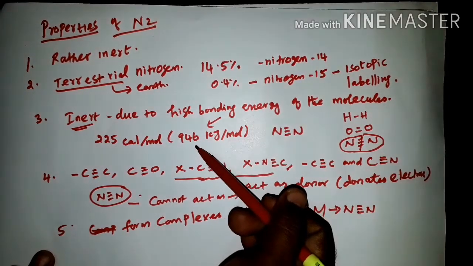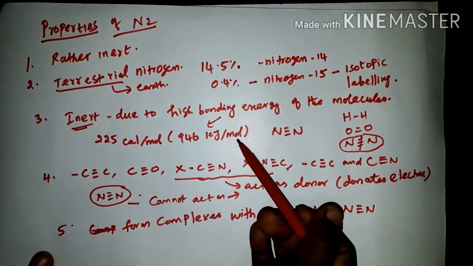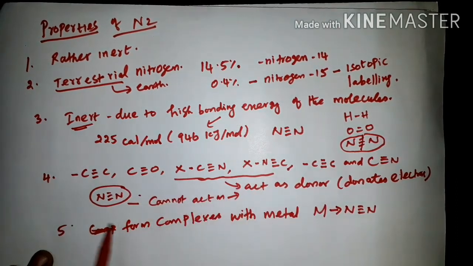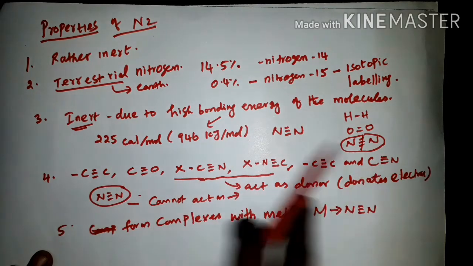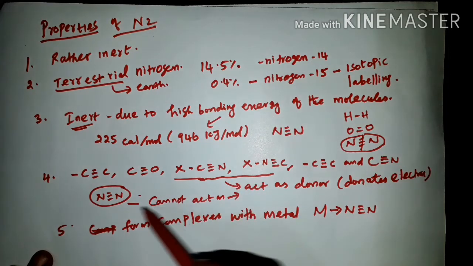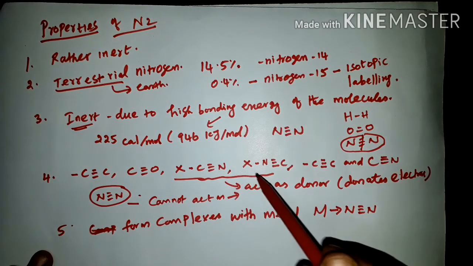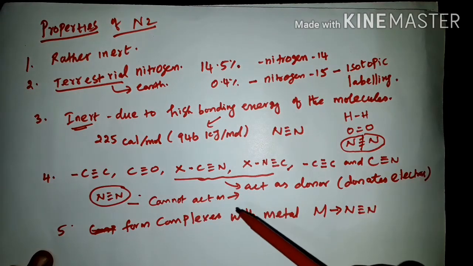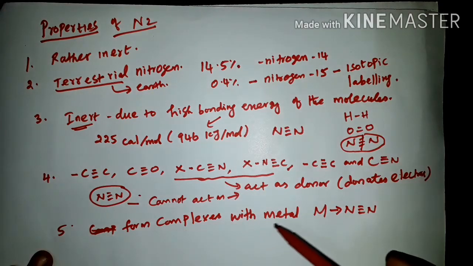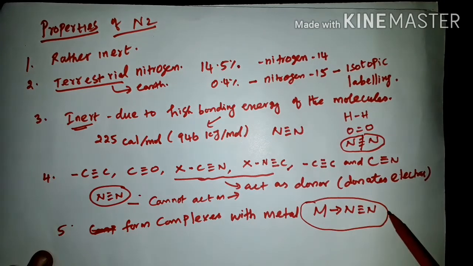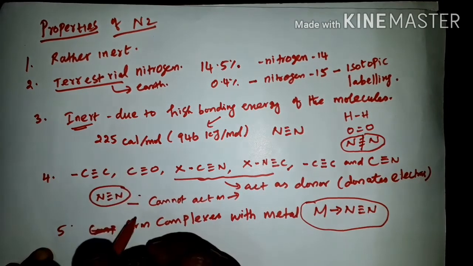The energy value is 946 kilojoules per mole, or 946 kJ mol^-1. The inertness of nitrogen is very high compared with other triple bonded species. This nitrogen cannot act as a donor, but others can act as donors. That means they can donate electrons, but nitrogen cannot donate electrons. Then fifth point is it forms complexes with metals. The symbol is M–N≡N. So that's all about the properties of nitrogen.